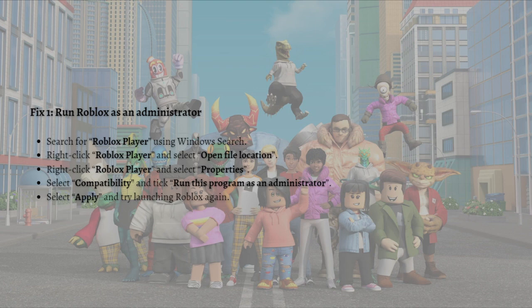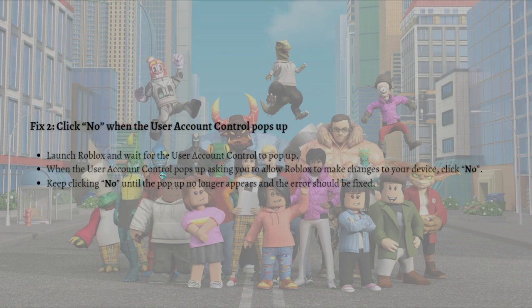And you can also right click the Roblox app and select run as administrator to run it as administrator. And then next is to click no when the user account control pops up. So to do this, just launch the Roblox and wait for the user account control to pop up. And when the user account control pops up asking you to allow Roblox to make changes to your device, just simply click no and keep clicking no until the pop-up no longer appears and the error should be fixed.